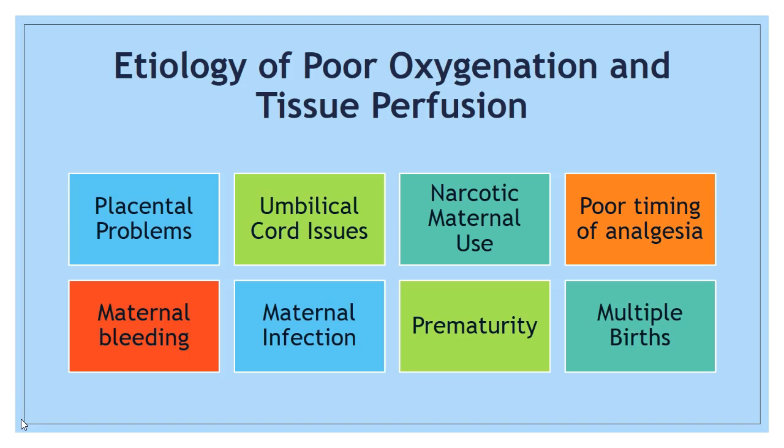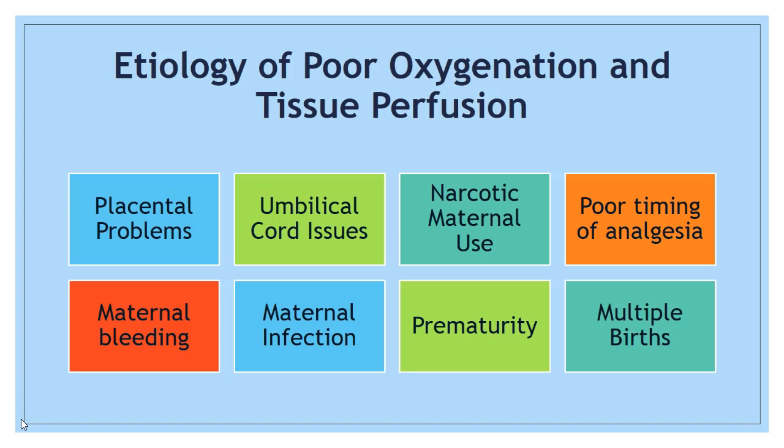When it comes to the etiology of why poor oxygenation and tissue perfusion occur in newborns, we can look at a whole lot of different areas. These again are not all inclusive, but give you a clue and an understanding of how some of these poor oxygenation and tissue perfusion things happen in a newborn. If there are placental problems such as an abruption or bleeding from a previa, that can affect the oxygenation and tissue perfusion of your neonate.